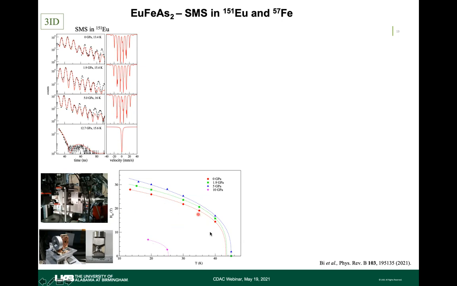So you see this magnetic ordering temperature is roughly stable up to 5 GPa, and at higher pressure, the magnetism is suppressed, and when you go to 12.7 GPa, we didn't resolve any magnetic hyperfine field down to 15.6 Kelvin. And this dip here, this oscillation, is coming from the thickness effect.